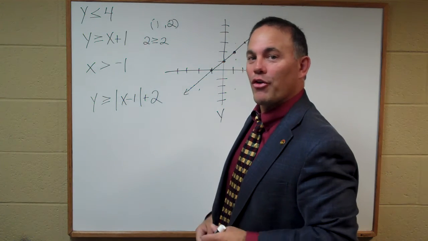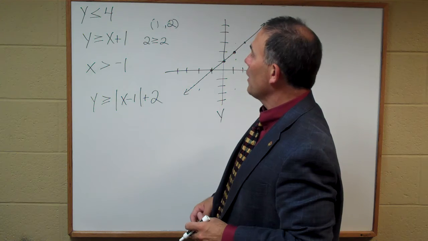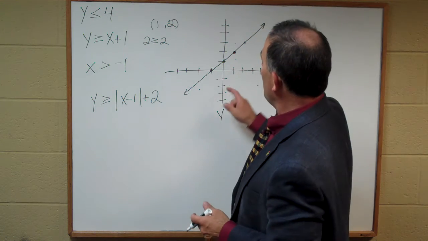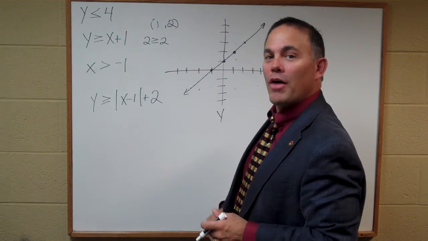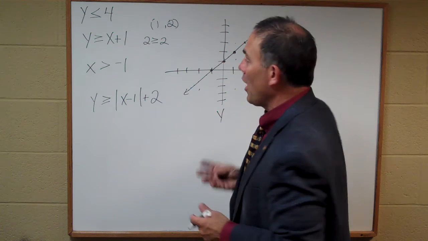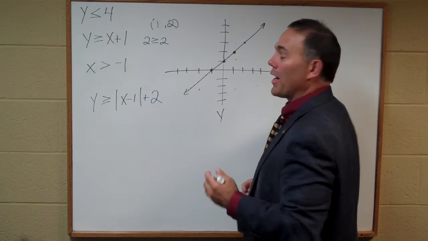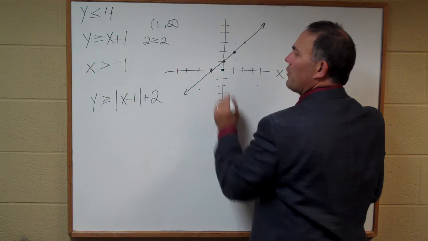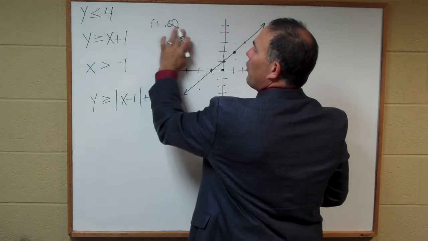Now I could teach you a little shortcut, but I'm not. What I'm going to ask you to do is find a test point. Find a point either in this region or this region above, and let's plug it in and see if it works. I always like to try 0, 0 when I can. So here's the point 0, 0. I'm going to use it as my test point.